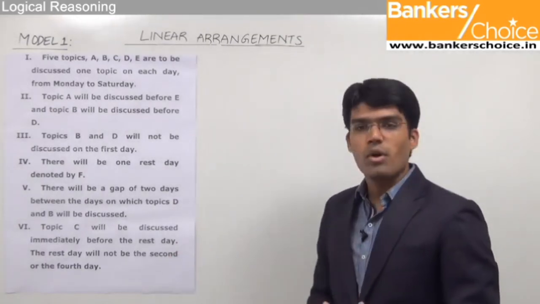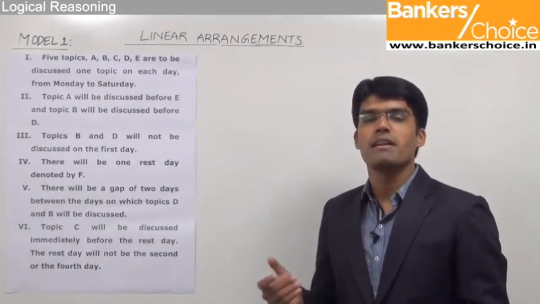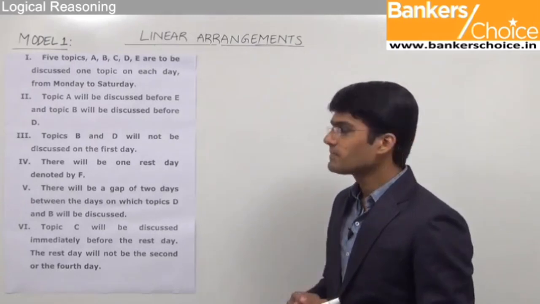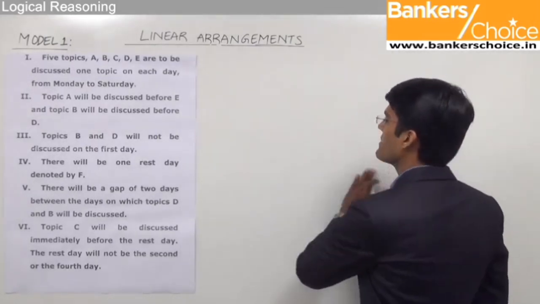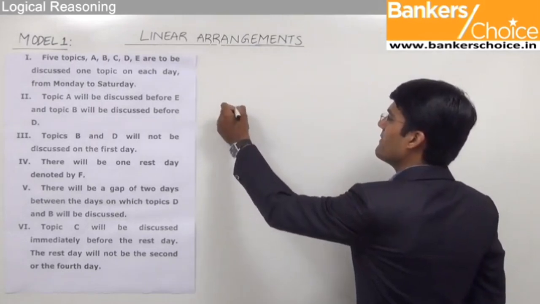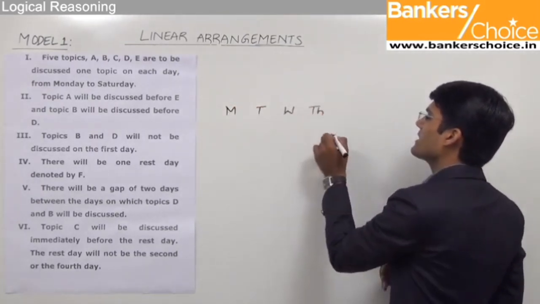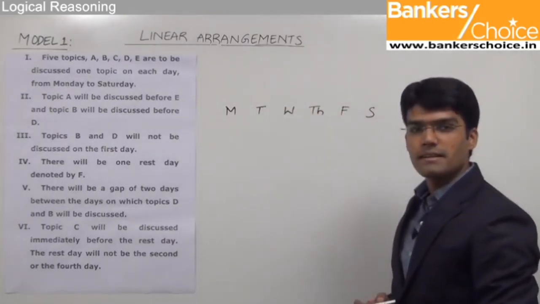So from these 6 points, we need to make out the correct order of these 5 topics from Monday to Saturday. So let us see how to do the complete arrangement. As we know, there are 6 days from Monday to Saturday. So let us first list down all the 6 days. That is, the first day will be Monday, followed by Tuesday, then Wednesday, next comes Thursday, Friday, and the 6th day is going to be Saturday.